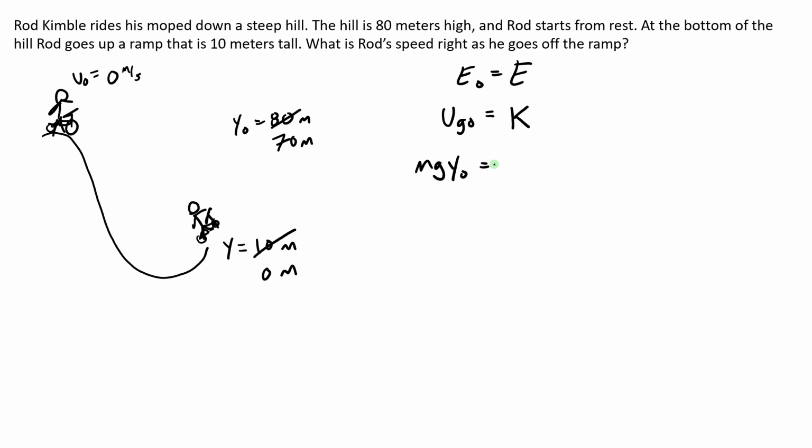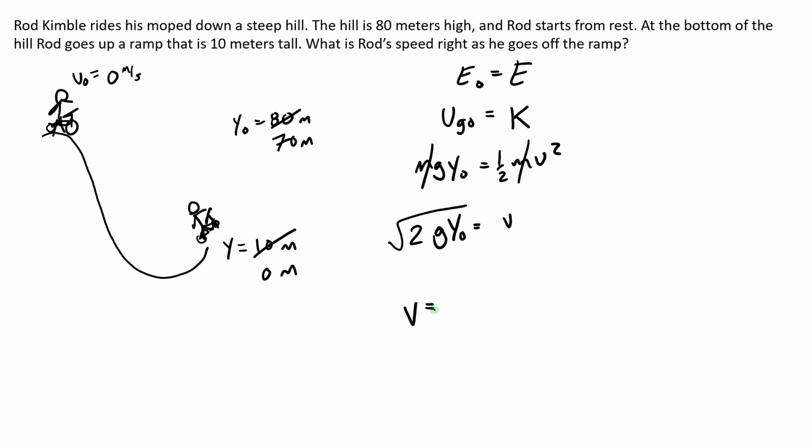mg y naught equals 1/2 m v squared. And boom, the second shortcut. I can get rid of Rod Kimball's mass. And now I know that g y naught equals 1/2 v squared, and the same thing as last time, multiply both sides by 2 to get rid of the 1/2, and then take the square root to get rid of the v squared.